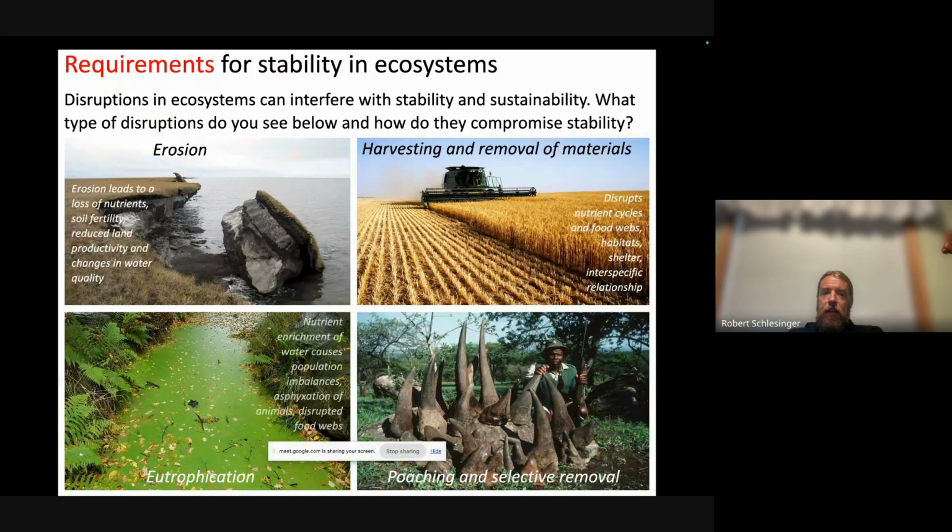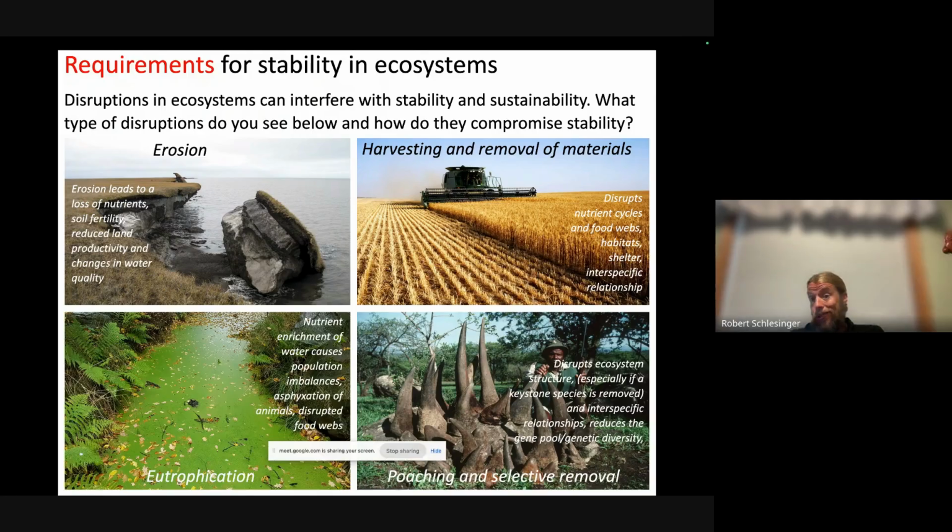And specifically, like we had talked about those 5 different things that can happen to ecosystems, and this is how specifically these different practices are impacting one of those 5 things. And so, for example, erosion is going to really impact the cycling of nutrients, or poaching is going to really inhibit or impact genetic diversity.